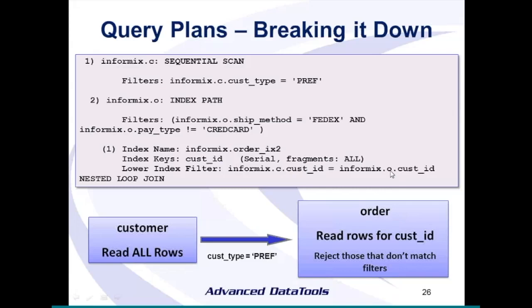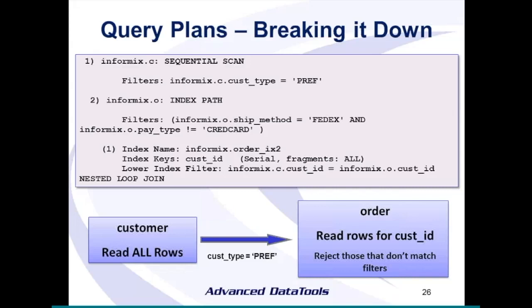Once it's found some matching rows, it will run them through the filter. So in the filter here, again from the where clause, it's checking two columns, ship method and pay type. Any rows that match this will go on and be returned by the query. If this filter eliminates a row, we'll just throw it away. We don't need it. So we read it, but then we threw it away.